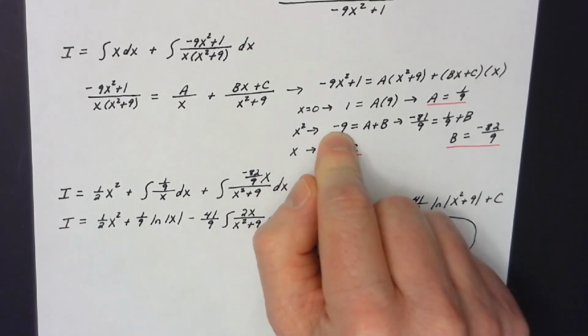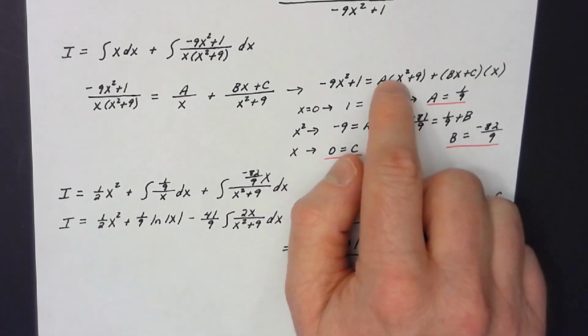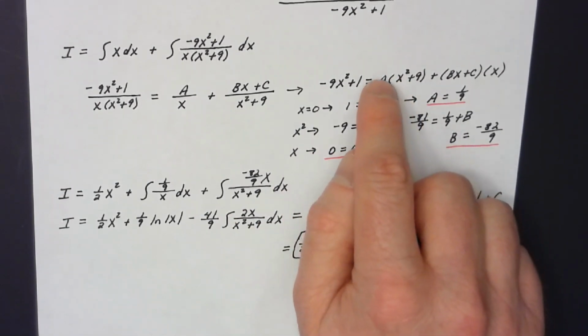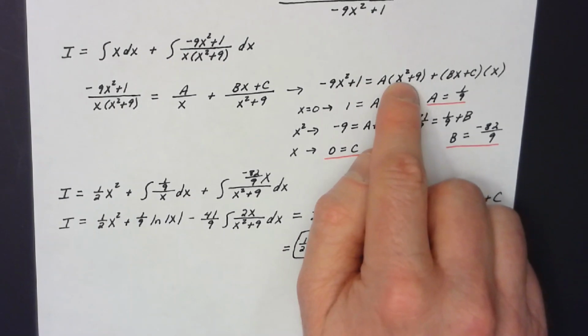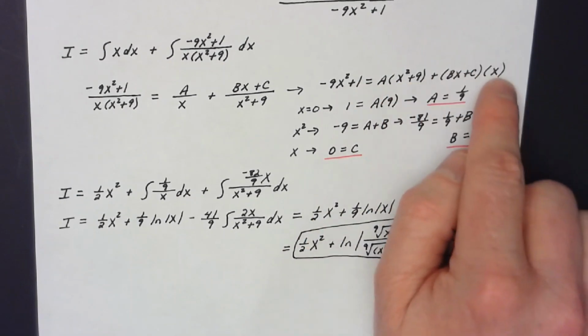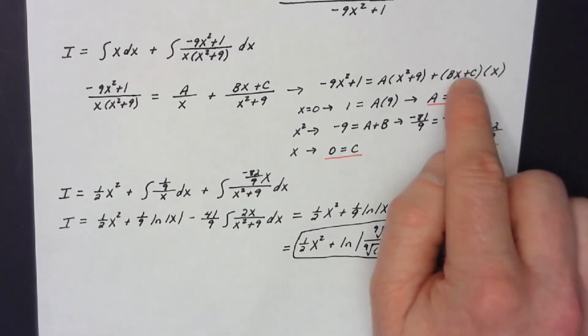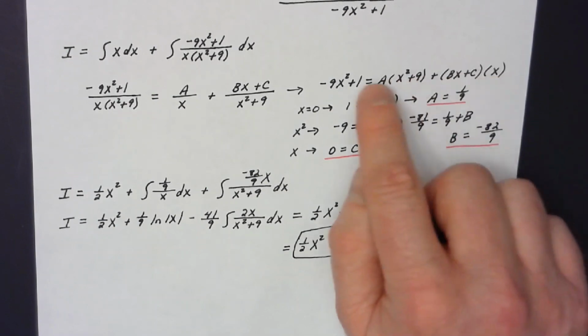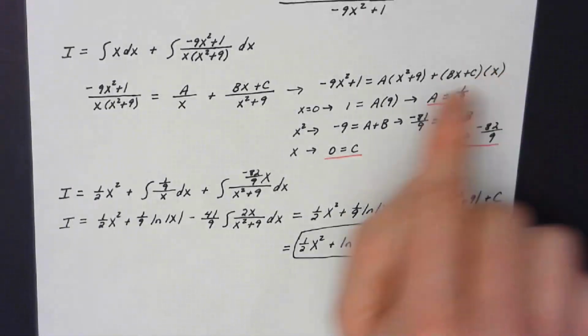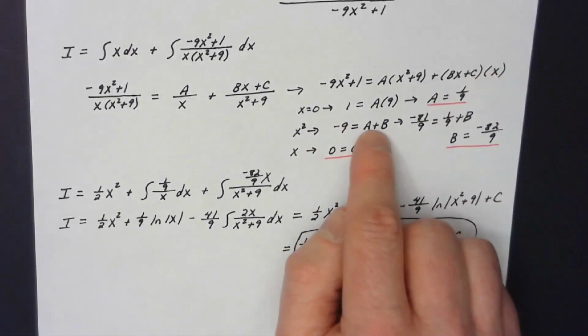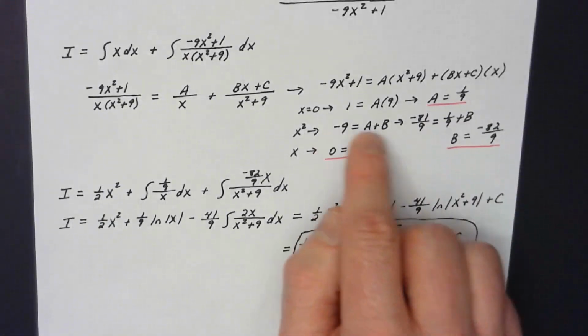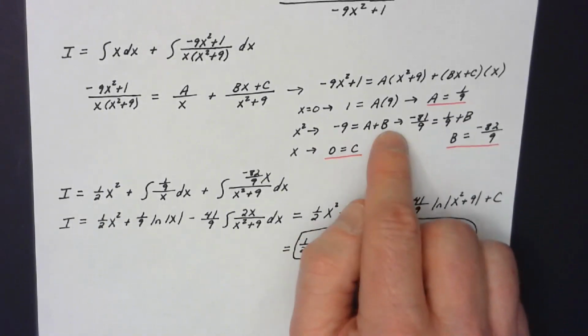How could I possibly get coefficients of x squared on the right-hand side? I can see a is a coefficient of x squared, b is a coefficient of x squared. Please make sure you see c cannot be a coefficient of x squared. It's only a coefficient of x to the first. So I get ax squared plus bx squared. So my coefficients of x squared should be negative 9 is equal to a plus b.